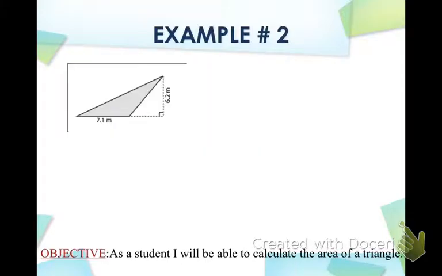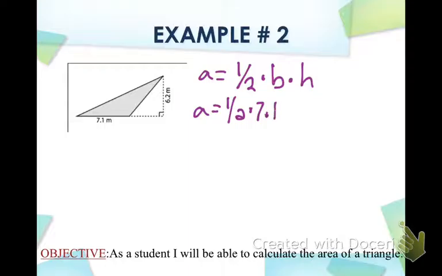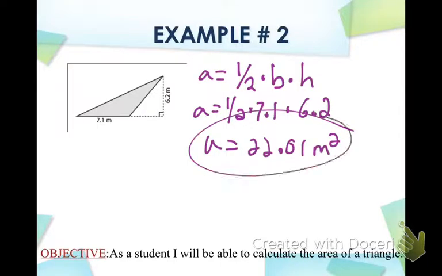Next one, example number 2. This one we have, once again, decimals. Our formula, area equals 1/2 times the base times the height. Okay, this should be a review for you. Go ahead and plug the numbers in. 1/2 times 7.1 is the base, and our height is how tall it is, which is 6 2/10. We've got 0.5 times 7.1 times 6.2, and you should get a number of 22 100th meters squared, or 22.01 meters squared.